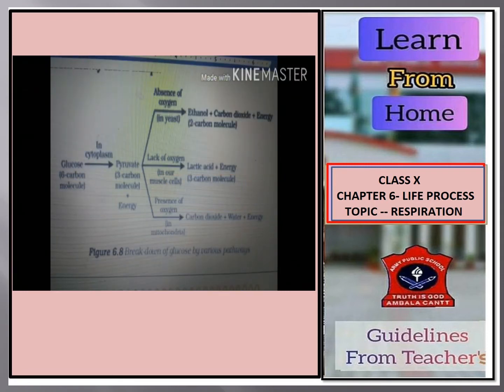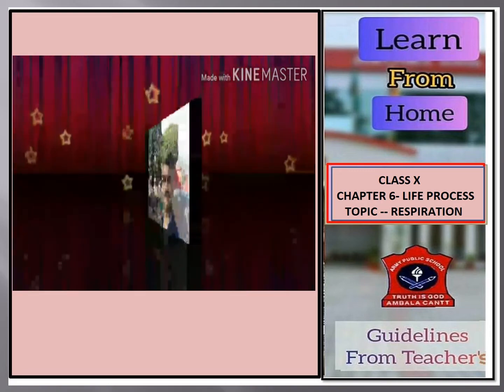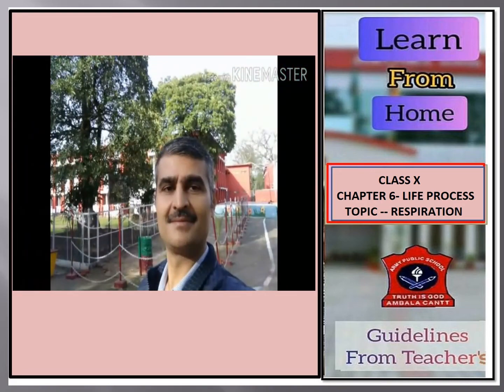To fulfill the demand of extra energy, anaerobic respiration takes place in our muscle cells in the absence of oxygen. The glucose breaks down into lactic acid and releases some amount of energy, that is 2 ATP molecules. The accumulation of lactic acid in the muscle cells causes muscle cramps.